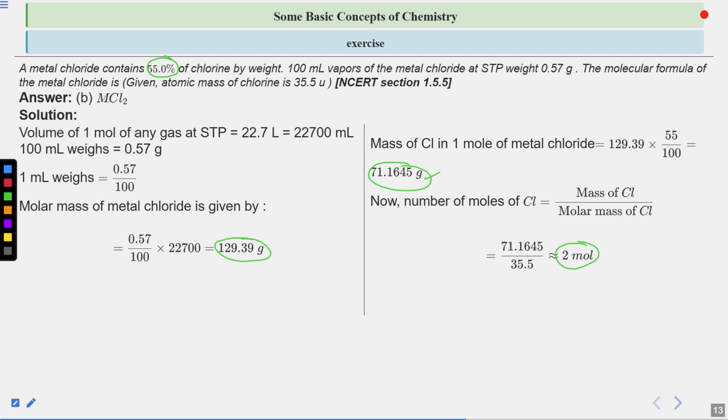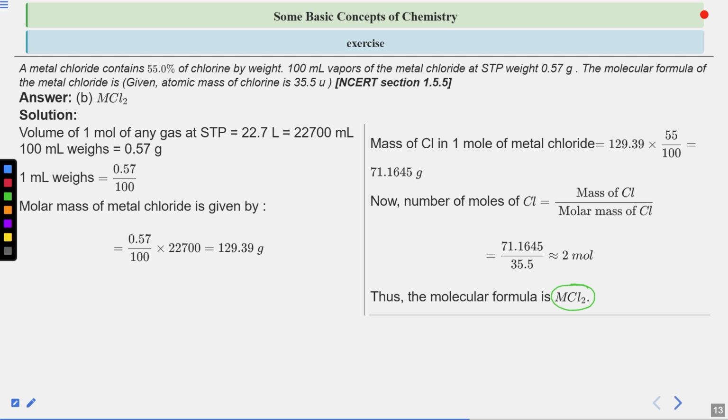Now, since we have the number of moles of chlorine, we can write the formula of the metal chloride. It will be simply MCl2. So what is your doubt here? Is it clear to all of you? Anyone has any doubt? So this is a very good question. If you are facing difficulty, just try it one more time. I guess you will get it.